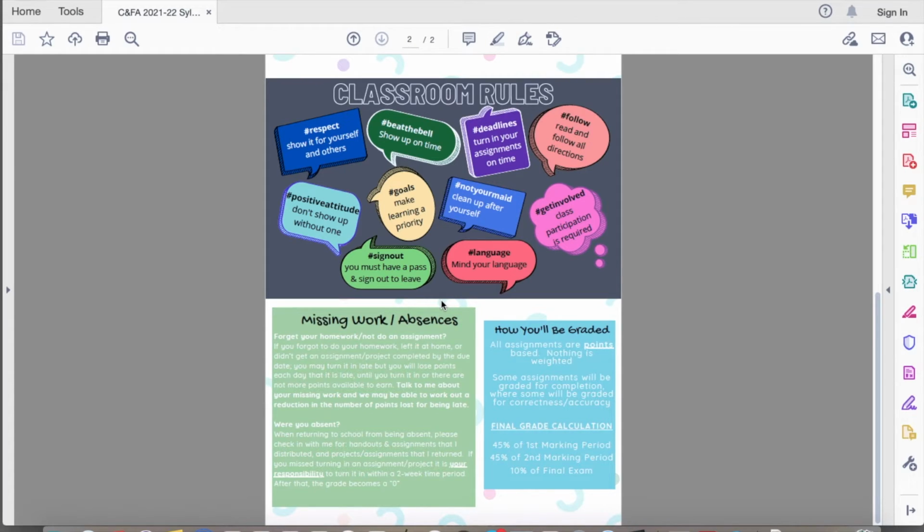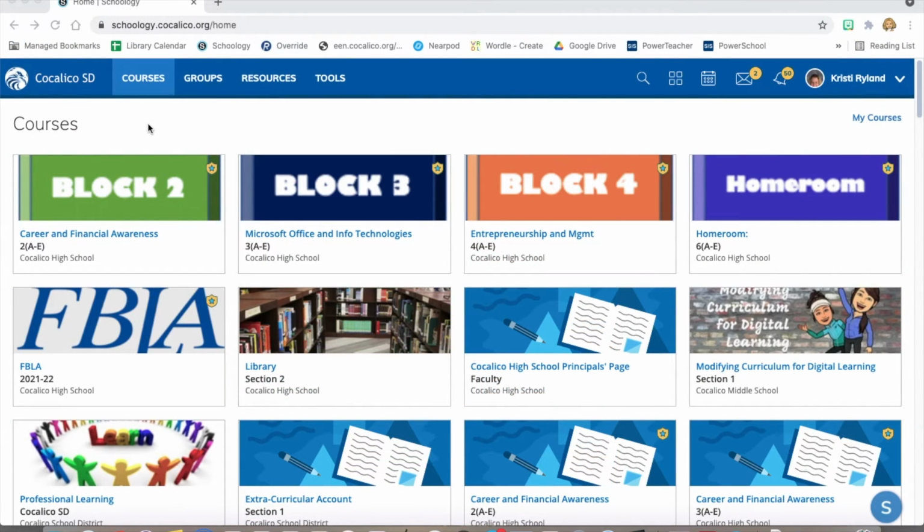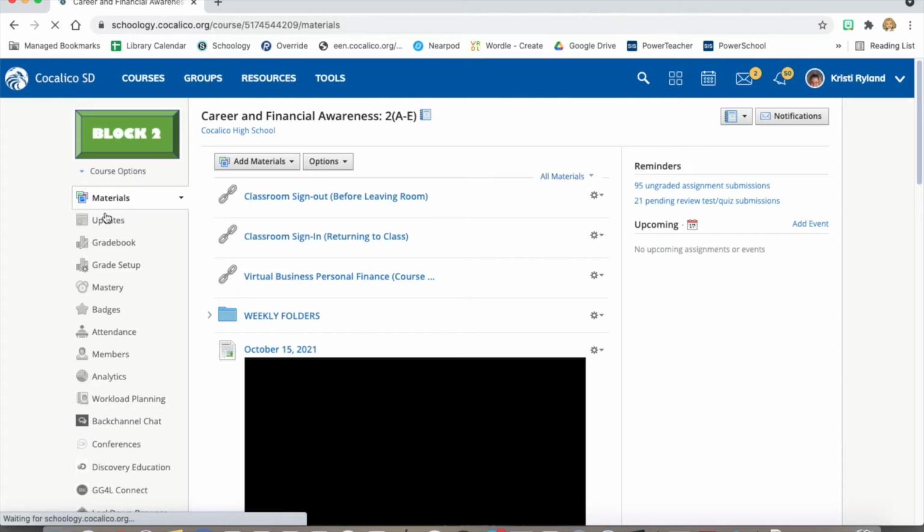So if they keep their notes in order, it should be easy to get a good grade on their final. We'll go over how my Schoology course is set up. When students log into Schoology and go into their courses, they will see Block 2, which I've tried to make easier for them to find, rather than it blending in like all the other Schoology courses. When they click on Block 2, it's going to take them to the Career and Financial Awareness Schoology page.